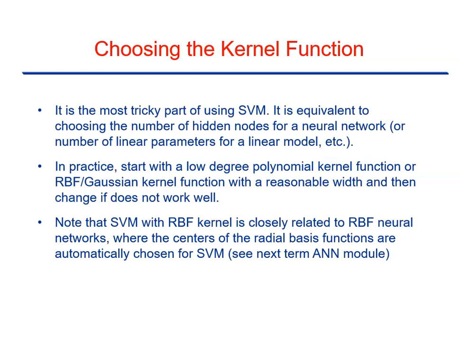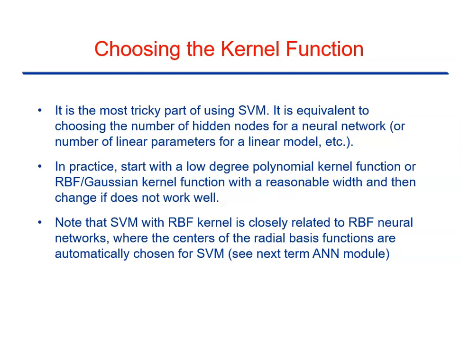So if we have a non-linearly separable problem, we will have to use a kernel function. But we have to use a good kernel function such that in the higher dimensional space, the problem will become linearly separable. This is a very tricky part of using support vector machines, how to properly select the kernel function. This is equivalent to choosing the number of hidden nodes, for example, in a neural network. You will learn about that next term. Or choosing the number of parameters for any other modeling technique.